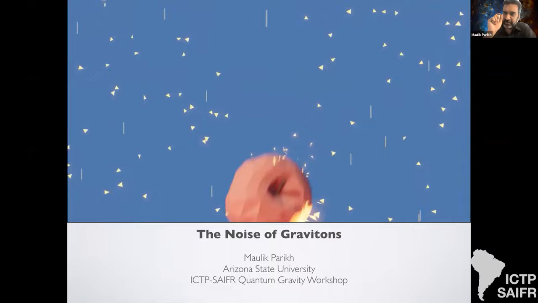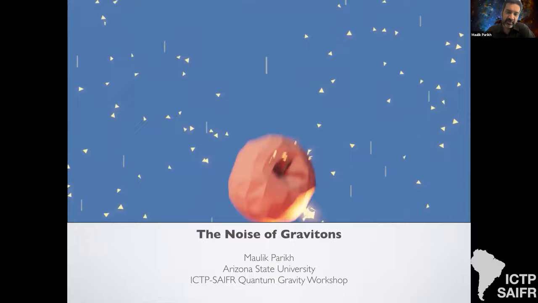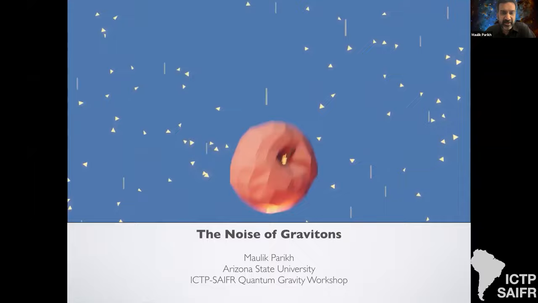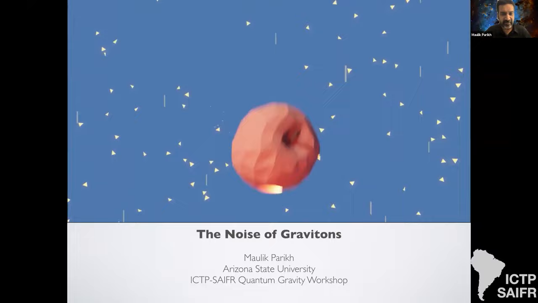And what we'll find is that free-falling objects will have random fluctuations or noise, and these fluctuations can be thought of heuristically as due to the bombardment of the objects by gravitons. And you can see in this artist illustration that that's what's happening to this apple, if you imagine these gravitons clearly are these little exploding triangles.